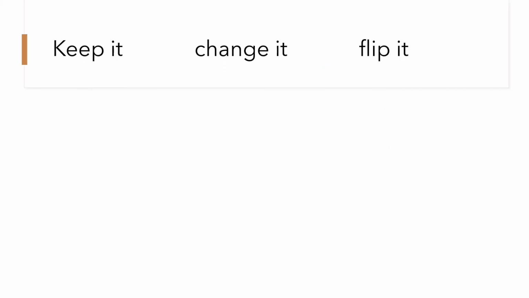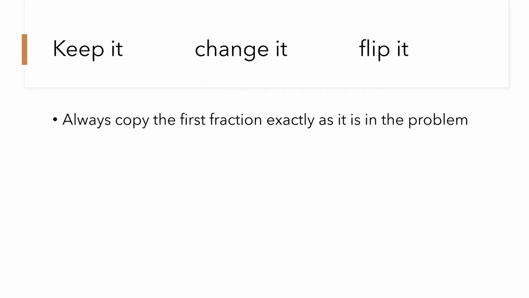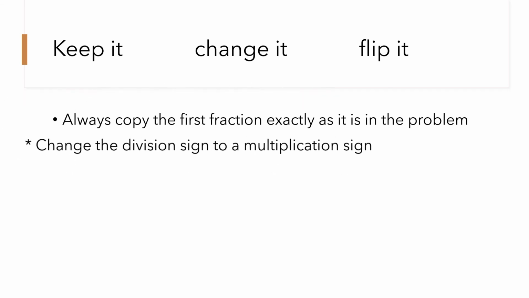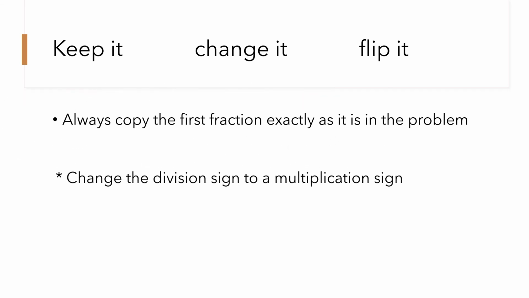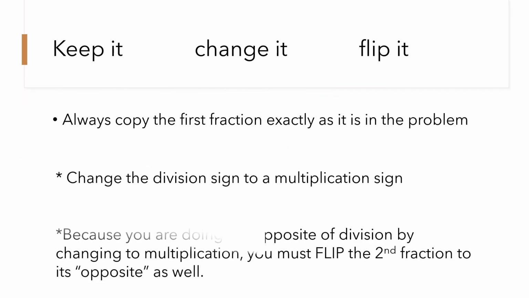So again, keep it. The first fraction, you keep the same. Change that division to multiplication, flip that second fraction over. Always keep the first fraction exactly as it is in the problem. Change the division sign to a multiplication sign. And finally, because you are doing the opposite of division by changing it to multiplication, you must flip the second fraction to the opposite as well.